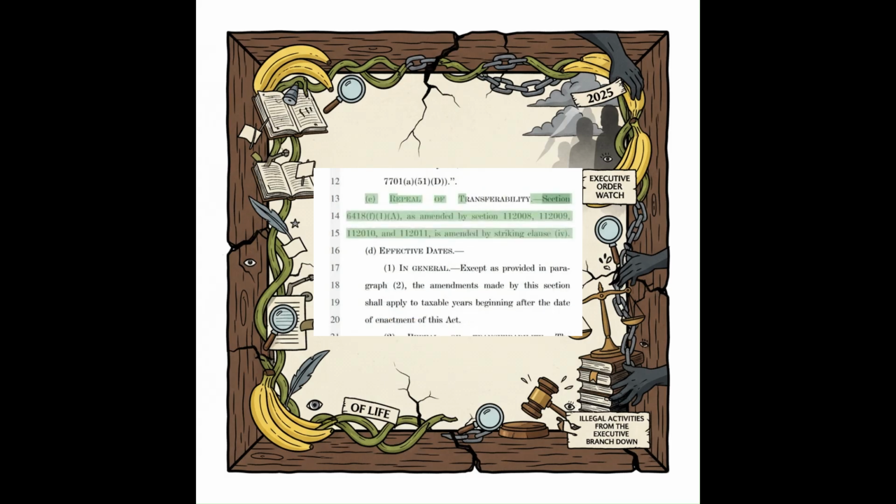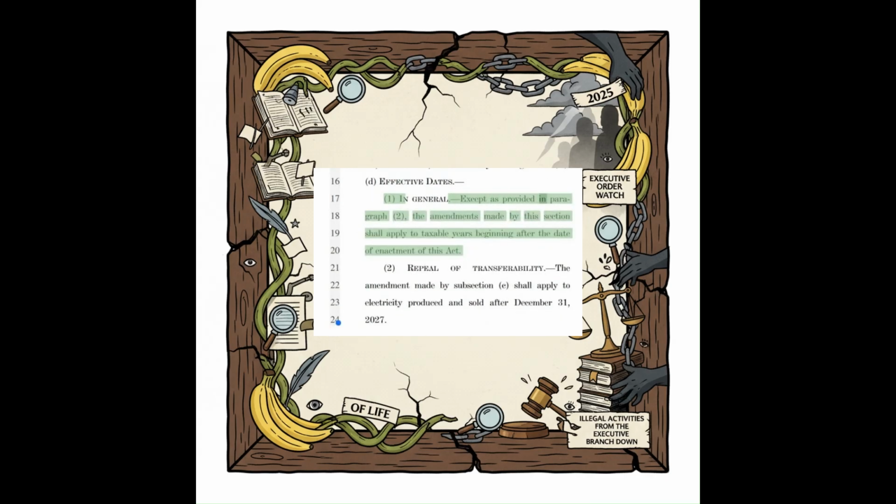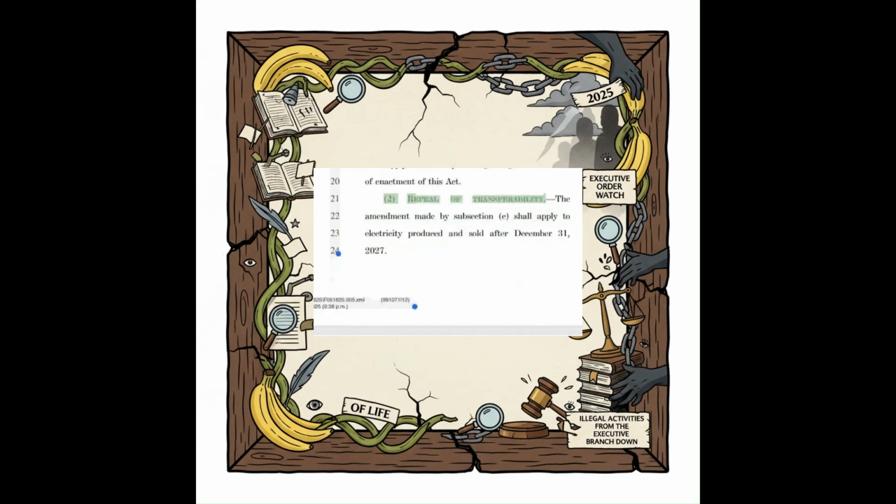Repeal of transferability. Section 6418, as amended by Sections 11008, 112009, 112010, and 112011, is amended by striking clause. Except as provided in paragraph, the amendments made by this section shall apply to taxable years beginning after the date of enactment of this Act. Repeal of transferability. The amendment made by subsection shall apply to electricity produced and sold after December 31st, 2027.